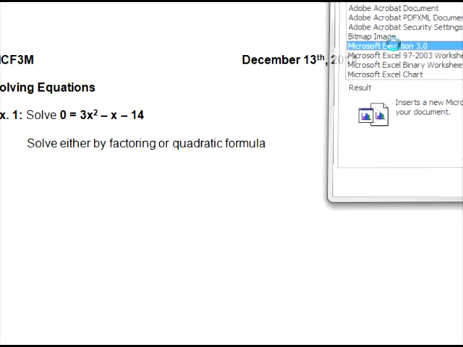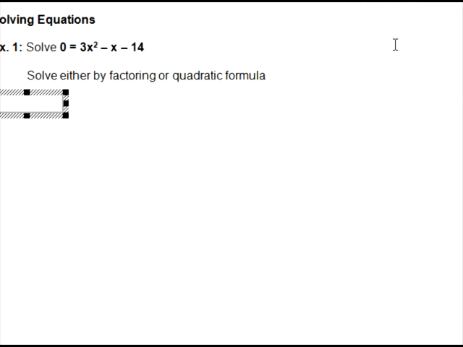So we're going to solve this equation. There are two ways to solve this. Number one is factoring. The second is the quadratic formula. It says solve either by factoring or quadratic formula. Either one will work. Today I'm going to use the quadratic formula method, just because I want you to get used to it again. So x is going to equal, actually I'm going to pick on someone at random. Riley, can you recite the quadratic formula for me, please?